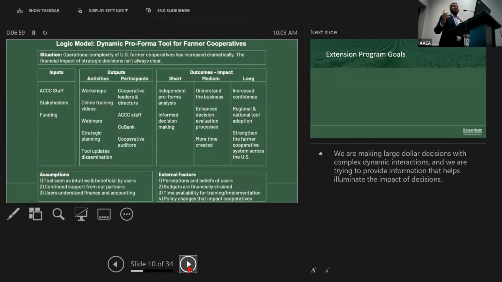Our outcomes and impacts are split into three: short-term, medium-term, and long-term. In the short term, we'd like our users to be able to conduct independent pro forma analysis and overall to improve their decision-making processes. In the medium term, focusing on the directors, these are the people who sit on the board, to have a better understanding of the financial position of the co-op.